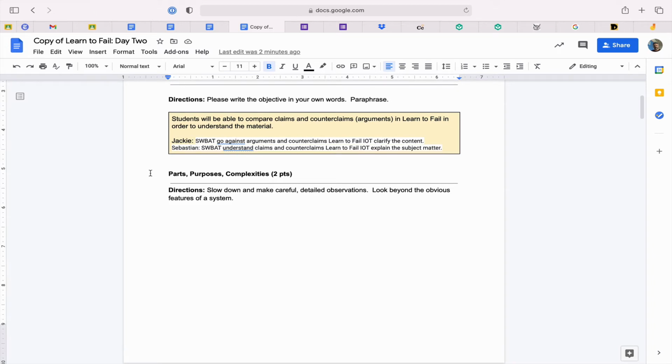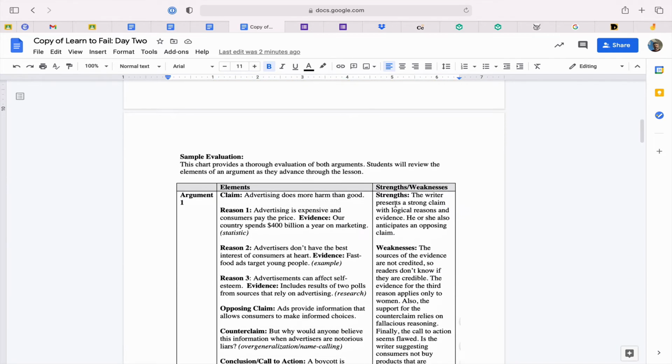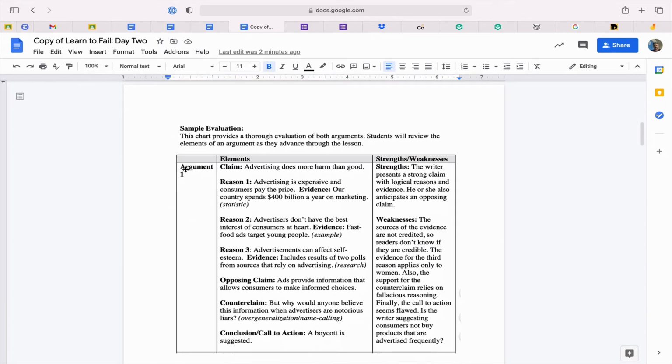Parts, purposes, and complexities is a thinking protocol that's going to help us to understand claims and counterclaims. Directions are to slow down, make careful, detailed observations. We're going to look beyond the obvious features of a system. So the system that we're looking at is an argument.